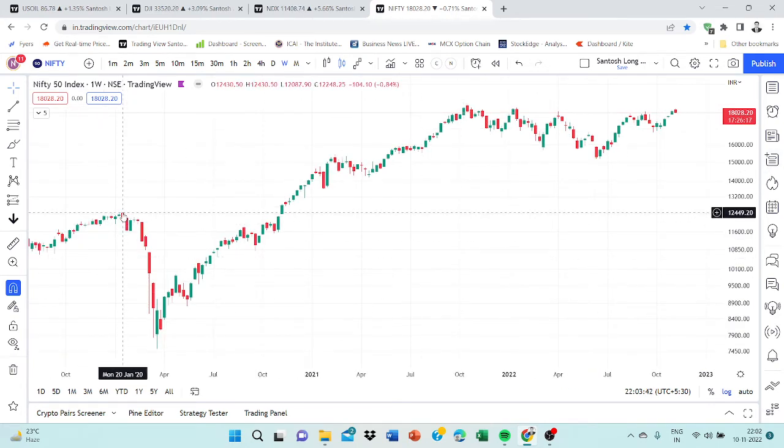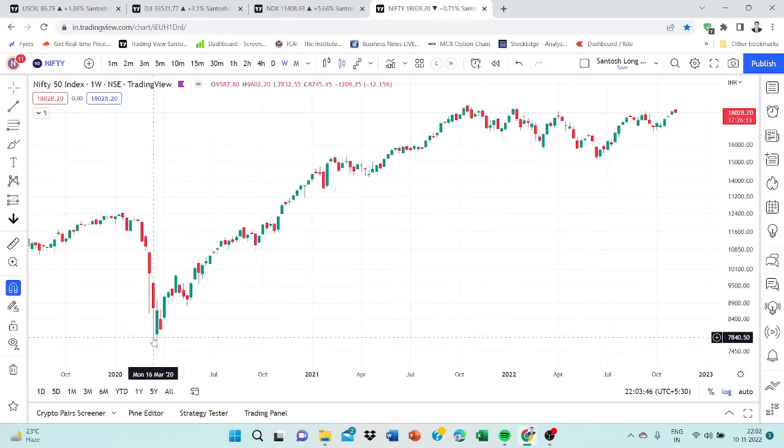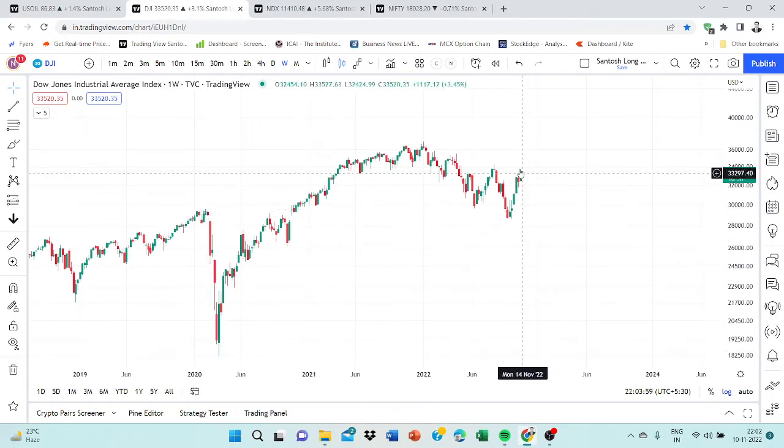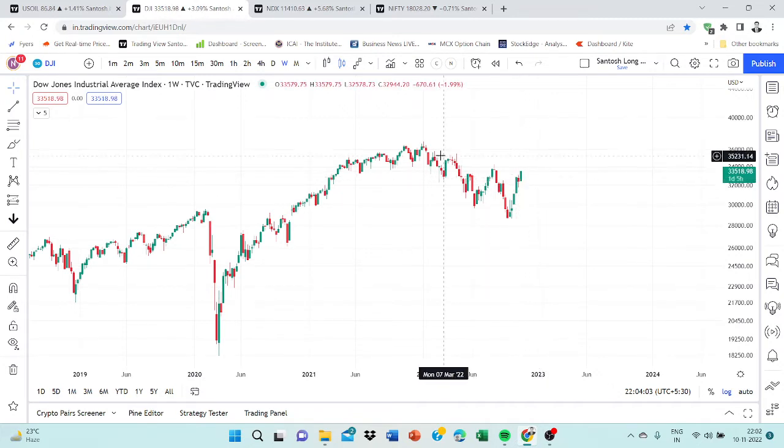This is the pre-COVID period. This is the COVID period, March 20, and this is the current period. Now, let's see the same situation here. This is the pre-COVID period, this is the COVID period, and this is the current period. It made an all-time high of 36,000. It's still around 32,000, 33,000, 6,000 down.